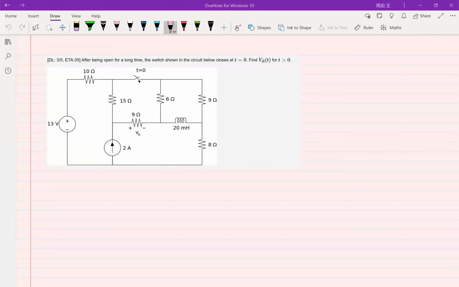Hi, we're going to do an example of an RL circuit. This question asks us to find the voltage across this 9 ohm resistor.